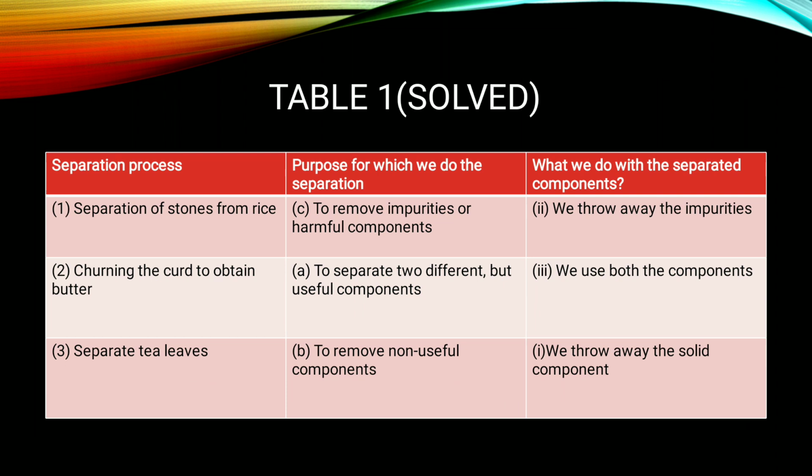I have solved it for you. In the separation of stones from the rice, we have to remove impurities or harmful components. We throw away the impurities. Second, churning the curd to obtain butter. We will separate two different but useful components. In both the components, butter and buttermilk are useful, and we use both the components. The third one, separate the tea leaves. To remove non-useful components like the tea leaves from the tea, we throw away the solid component.